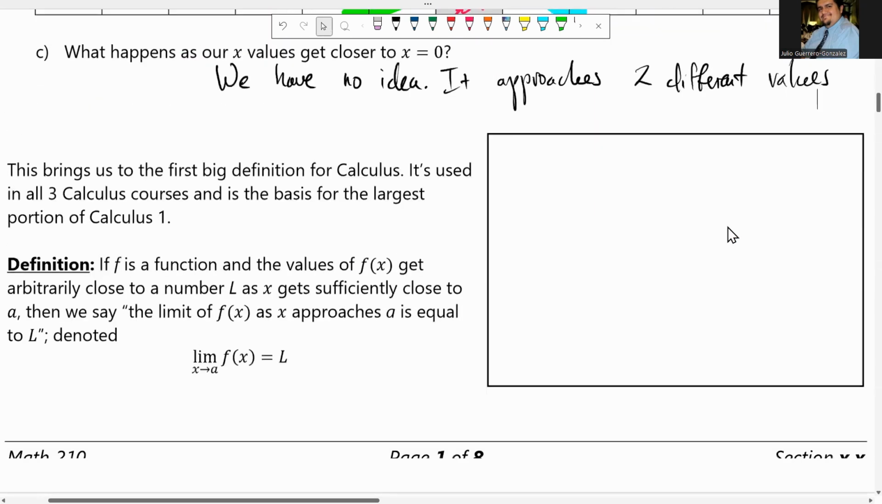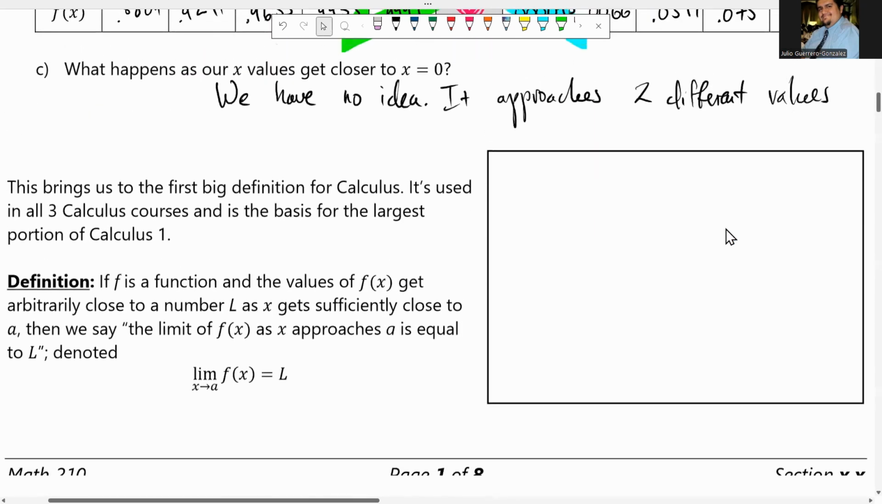Okay? So the first thing I want to cover is the definition itself of a limit. We write this out. If f is a function and the values of f of x get arbitrarily close to a number L as x gets sufficiently close to x equal a, then we say that the limit of f of x as x approaches a is equal to that value L. And we denote it this way right here, just how I have it highlighted.